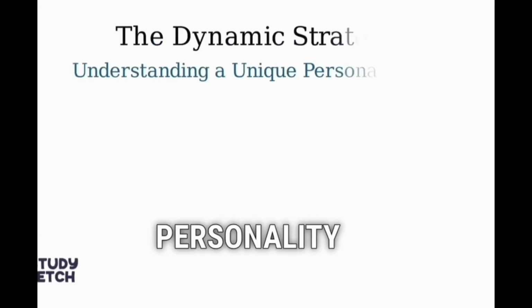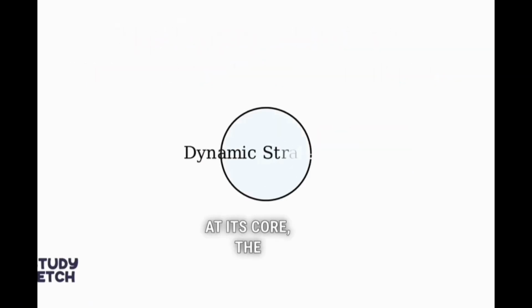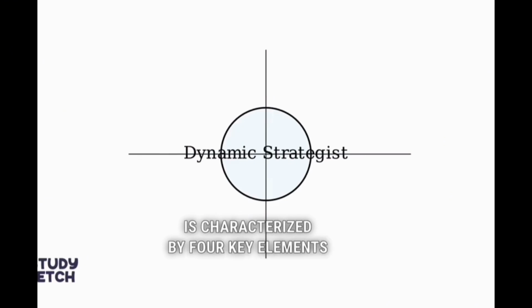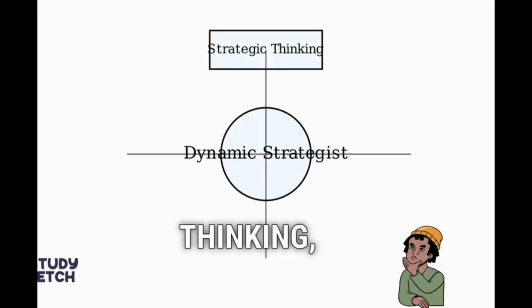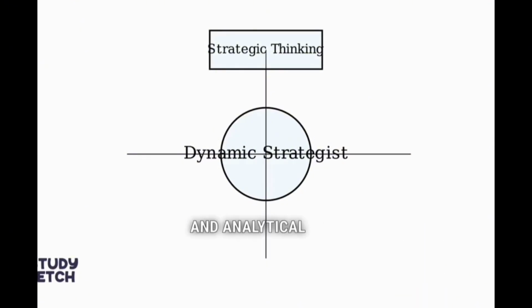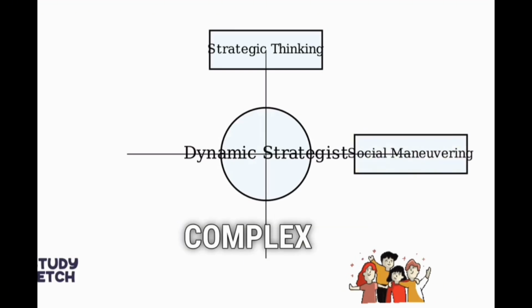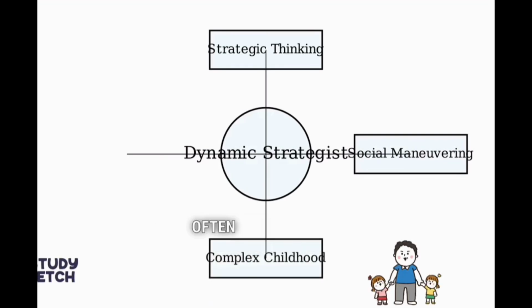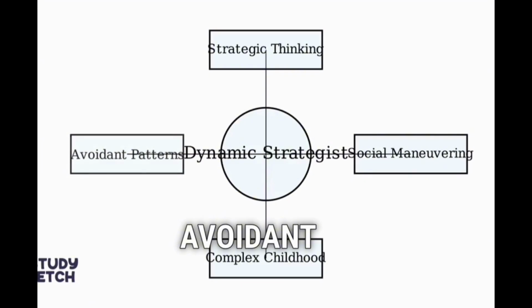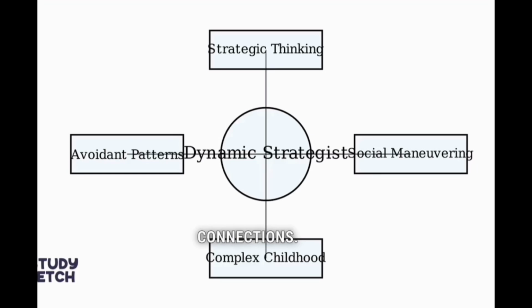Let's explore the fascinating personality type known as the Dynamic Strategist. At its core, the Dynamic Strategist is characterized by 4 key elements that shape their personality and behavior. The first key element is strategic thinking, which involves careful planning and analytical decision-making. Social maneuvering represents their ability to navigate complex social situations with adaptability and awareness. Complex childhood experiences often serve as the foundation for developing these strategic abilities. And finally, avoidant attachment patterns shape how they approach relationships and emotional connections.